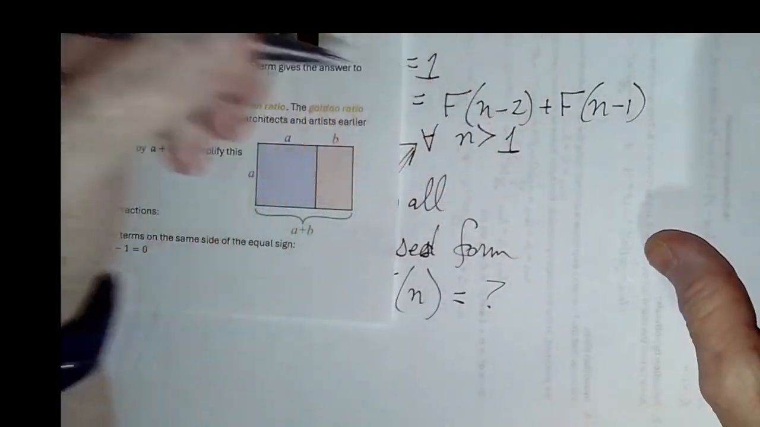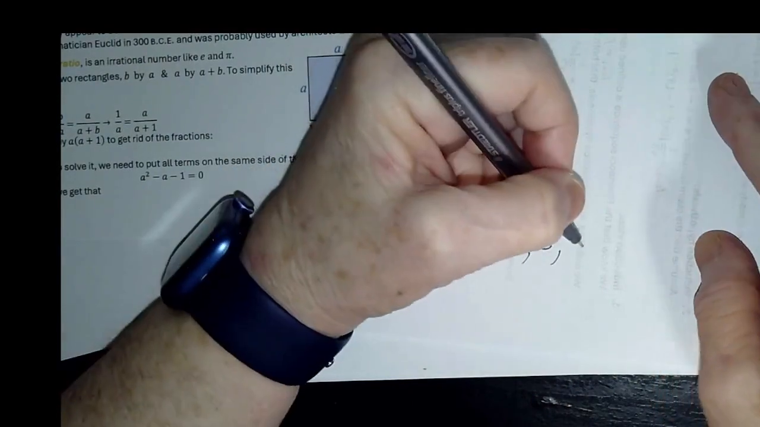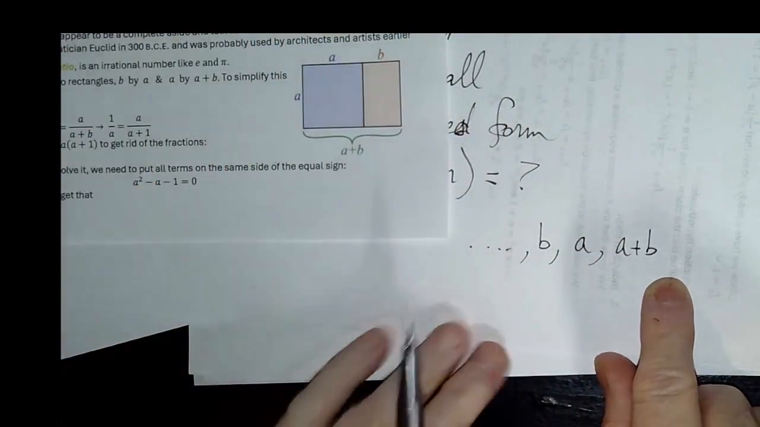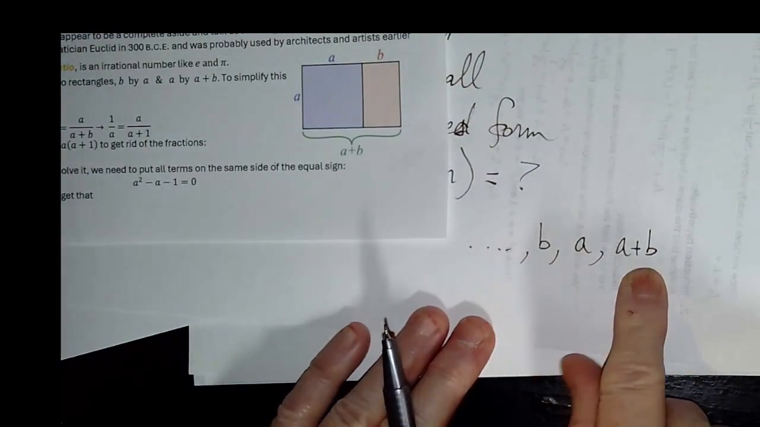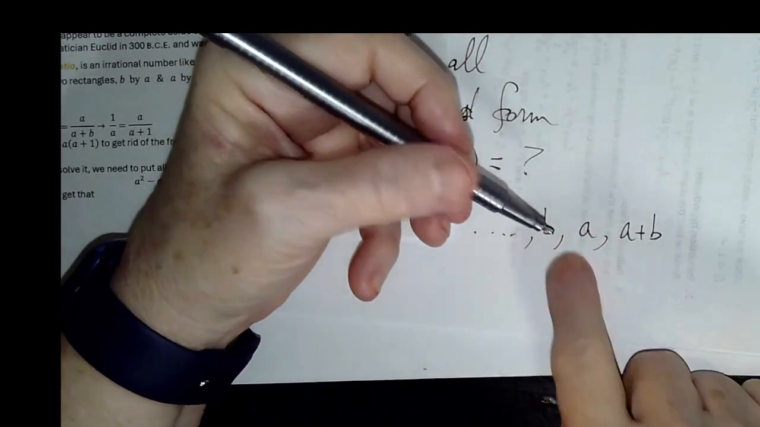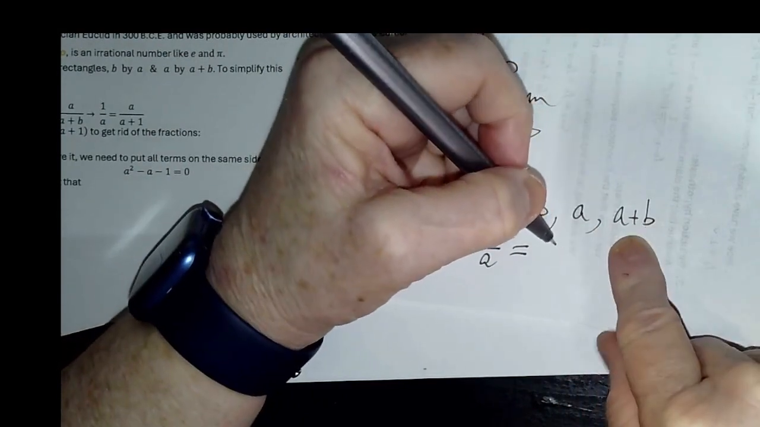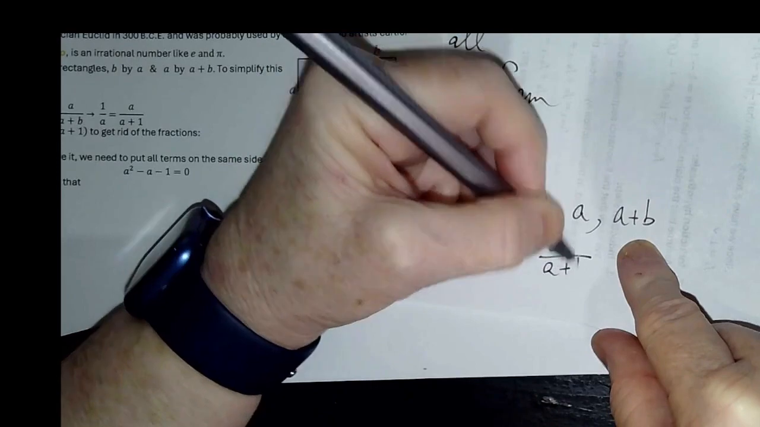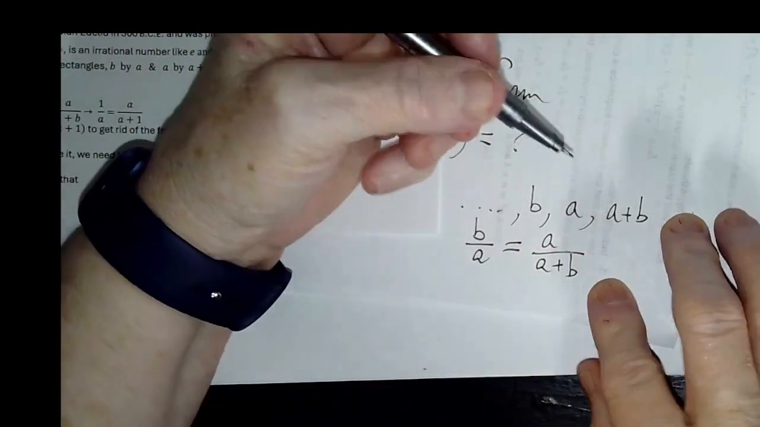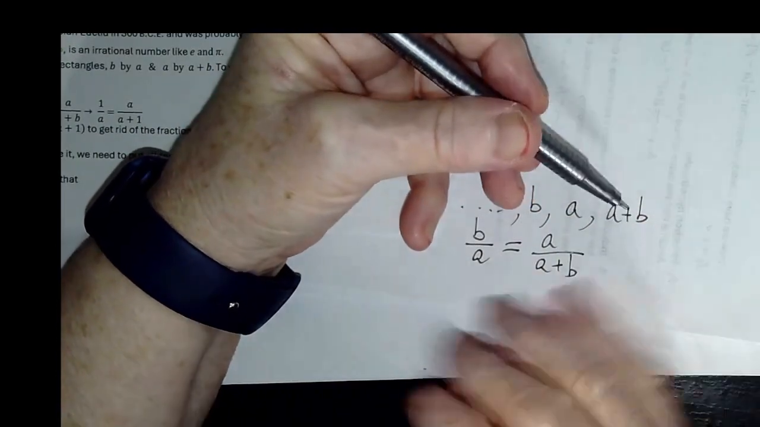So if I have the terms dot dot dot, B, comma, A. Well, I know that to get to the next term, I'm going to add A plus B. So three terms in a row would be B, A, and A plus B. And what I want is to see if I could write B over A as the same as A over A plus B. I want to figure out a number so that the ratio of any two elements is the ratio of the next two elements.